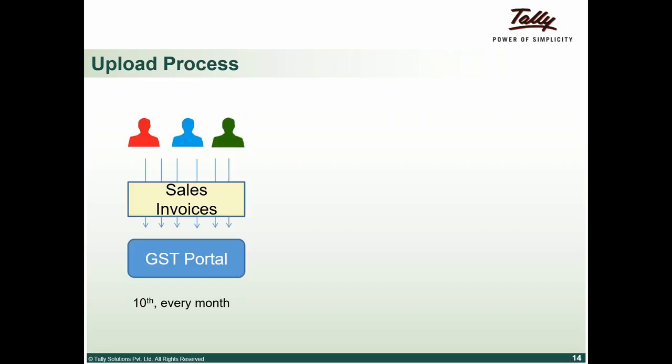Okay, now let us just see this upload process I was talking about. By 10th, I have to upload my outward supply, and on 15th, I have to upload my inward supply, and how the monthly return gets generated automatically and how the tax liability is paid. So we will just see what this process of upload is. Let's say these are the various dealers.